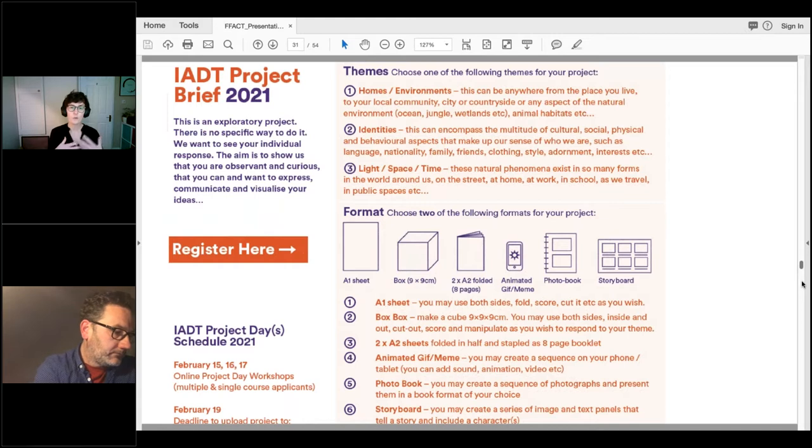And how is it going to show us the development of an idea? A photo book, which can be something that's going to have a sequence of images in it that are going to present your theme, relate to your theme and show your final work. And then a storyboard at the end.